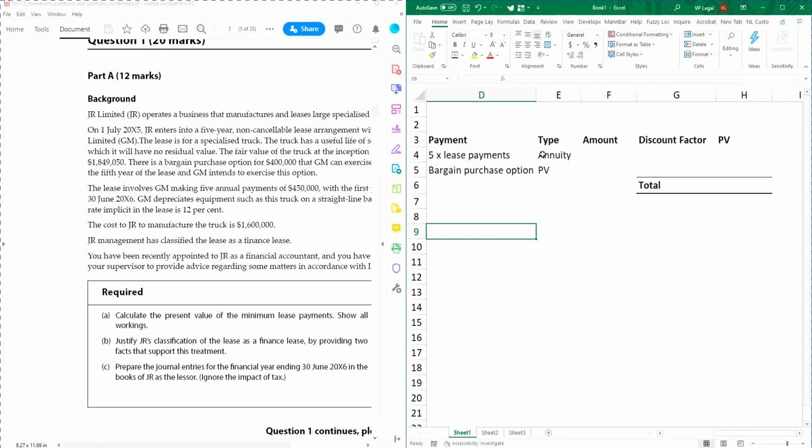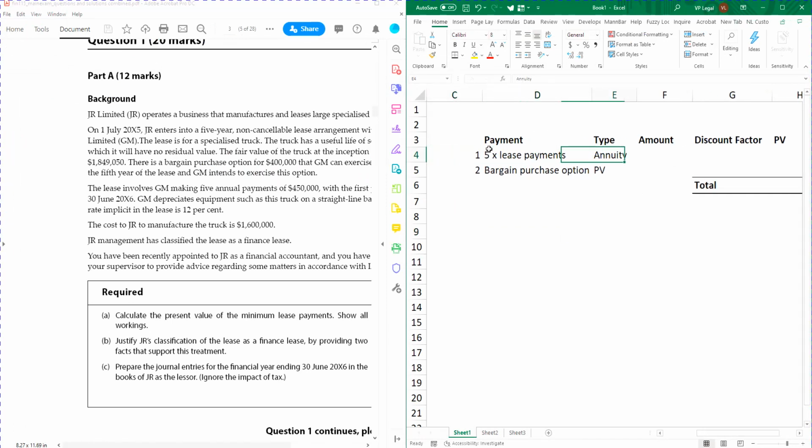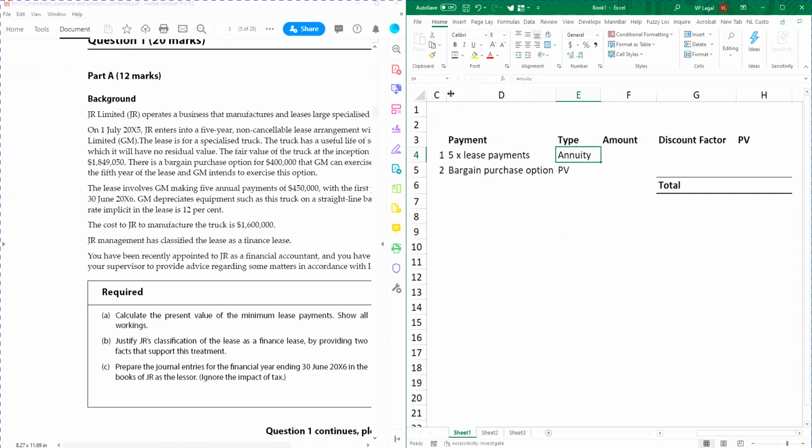Okay, so let's use this template here. There's two components here. There's the 5 years of lease payments, and there's the bargain purchase option, the type of each. So there's an annuity because there's 5 years worth of these, and then this one's present value because we just want to know in the 5th year there's one payment. So what's the present value of that? So the amount for each of these payments.